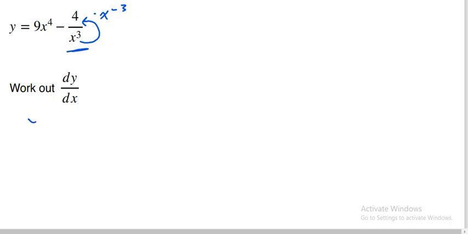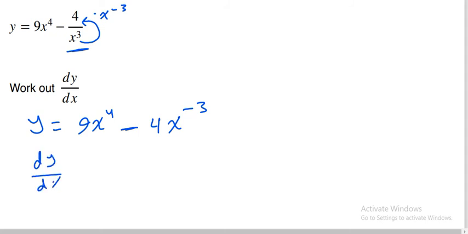So this expression in the new form will be 9x to the power of 4, no problem in this part, minus 4x power negative 3. This is the main expression. We have to differentiate. Equal, apply the rule. We don't have root, we don't have denominator, we don't have bracket. We can apply the fundamental rule, multiply by the power, subtract 1 from the power.